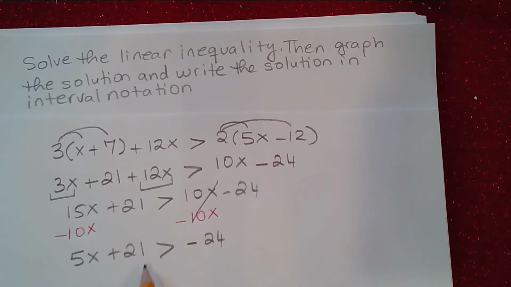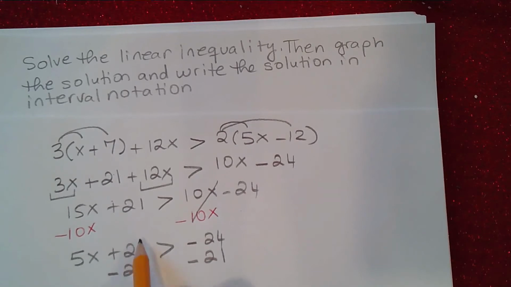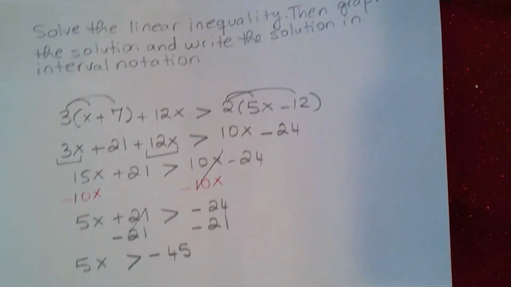Now we need to move this to the other side of the inequality. So we need to subtract 21 on both sides. So that gives us 5x, this cancels out, greater than negative 24 minus 21. So negative, we're going to add the absolute value. 24 plus 21 is 45. So negative 24 minus 21 is negative 45.